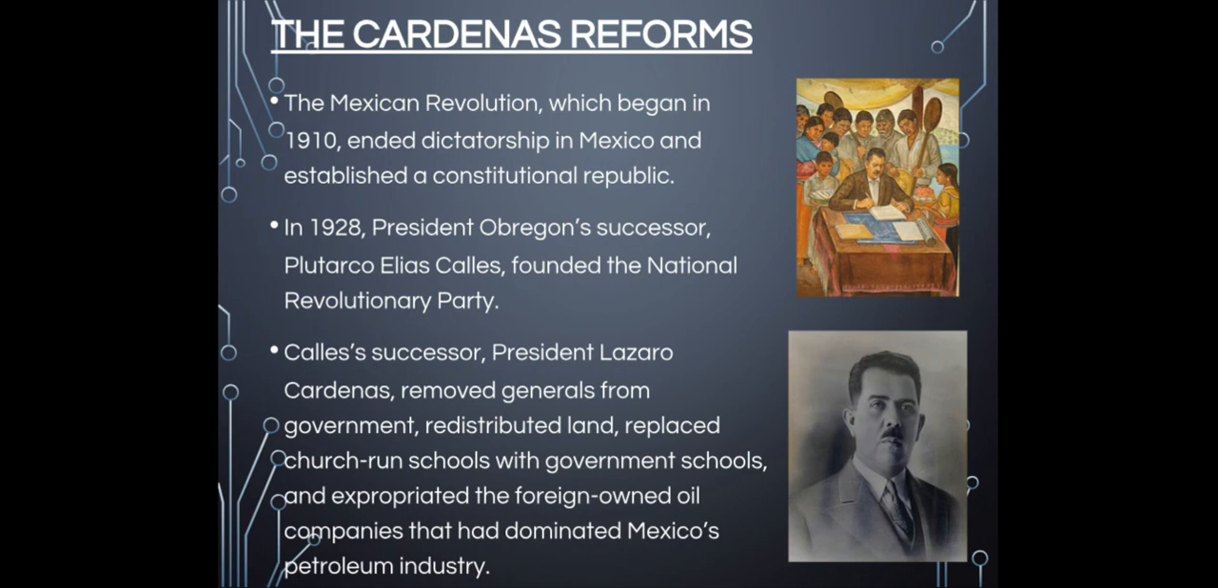He removed generals from the government, he redistributed land, he made loans available to peasants, and he replaced church-run schools with government schools. He organized workers and peasant confederations. He replaced the foreign oil companies that had dominated Mexico's petroleum industry. So he is a man for the people, making a number of reforms.